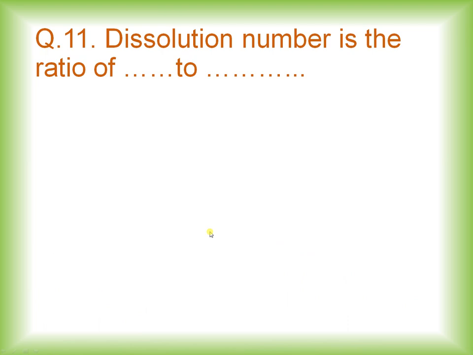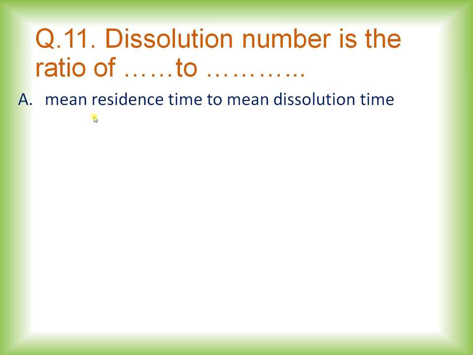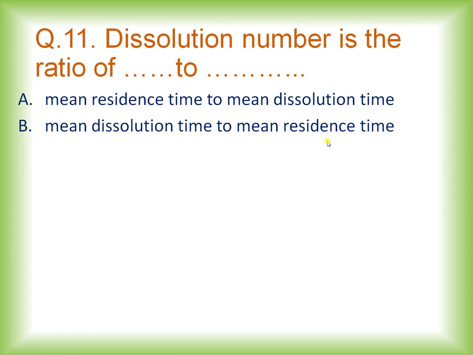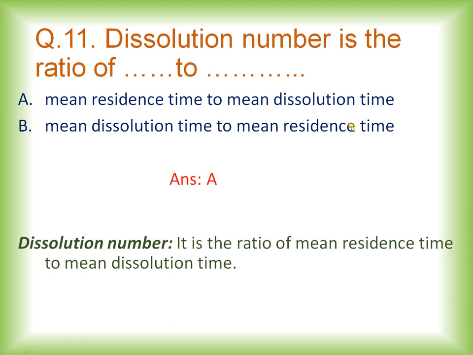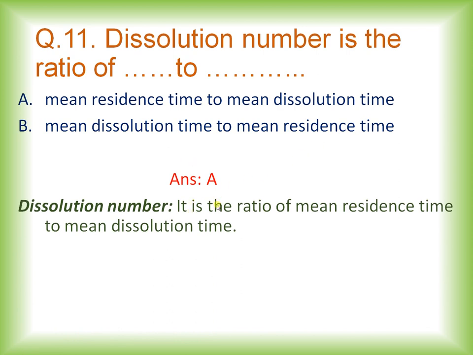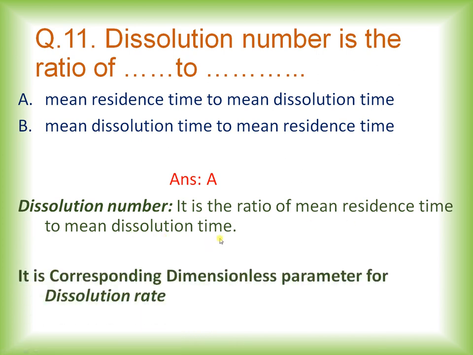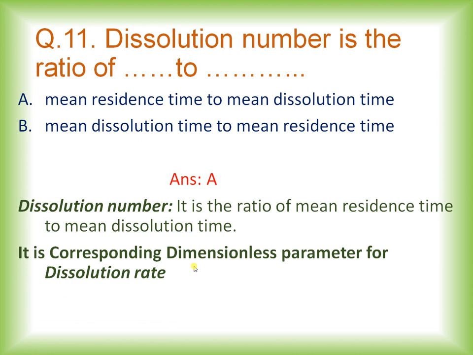Moving towards the next question. Dissolution number is the ratio of dash to dash. Options are mean residence time to mean dissolution time, or mean dissolution time to mean residence time. The right answer is option A. So dissolution number is the ratio of mean residence time to mean dissolution time, that is, the ratio of MRT to MDT. It is a corresponding dimensionless parameter for dissolution rate, the second parameter which governs the bioavailability or absorption.